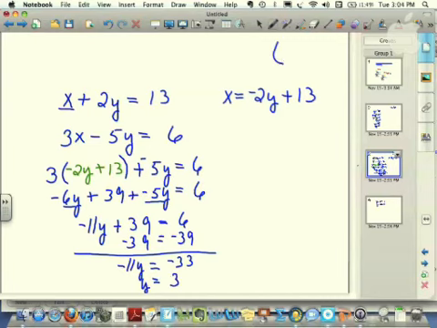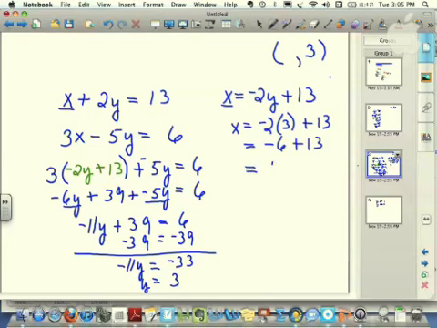So when I go to write my ordered pair answer, I'm going to put that y equals 3. That's going to go in the second position. Now that I know that y is 3, I can use this equation to find out what x is, because x is negative 2 times y. We know that y is 3, plus 13. That's a negative 6 plus 13, and a negative 6 and 13 is 7. So we know x is 7. And we can substitute those values in for x and y and prove that our answers are correct.